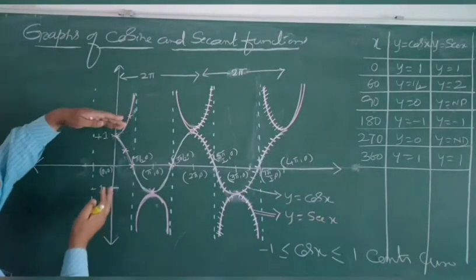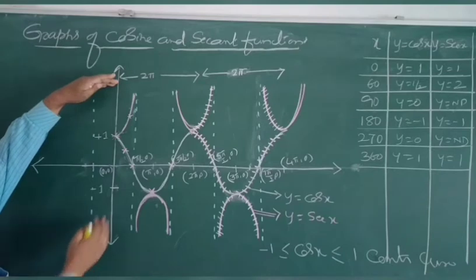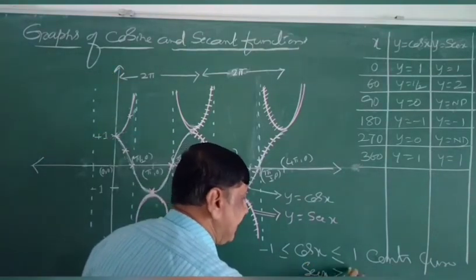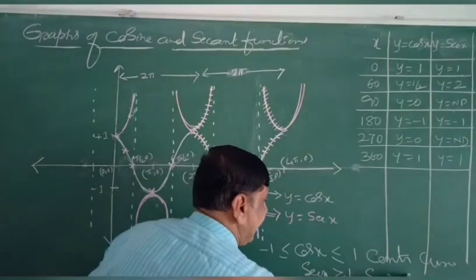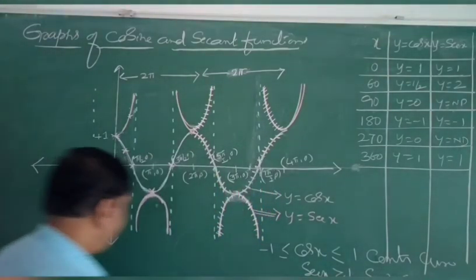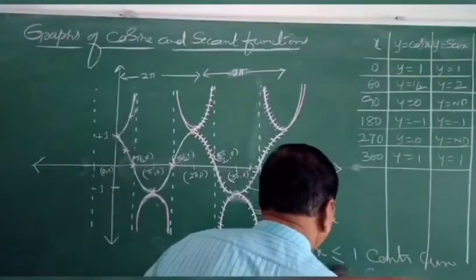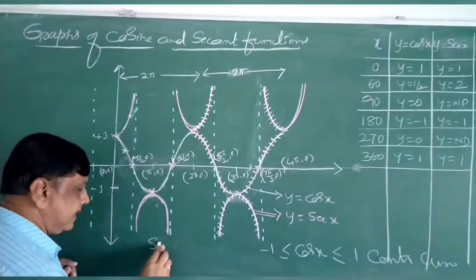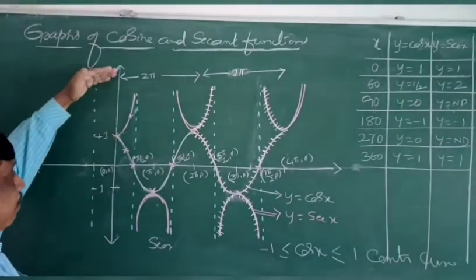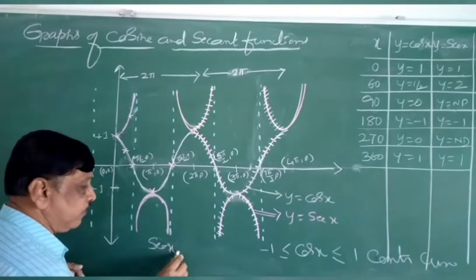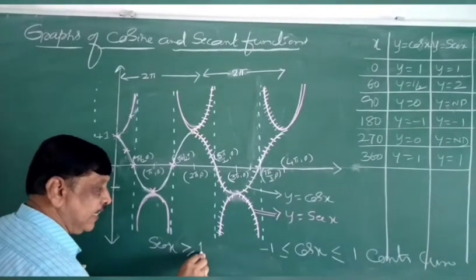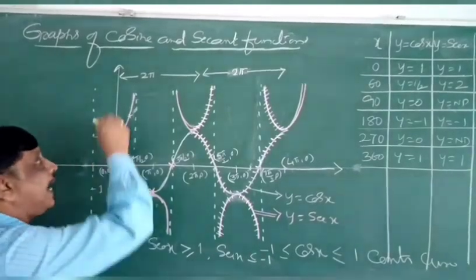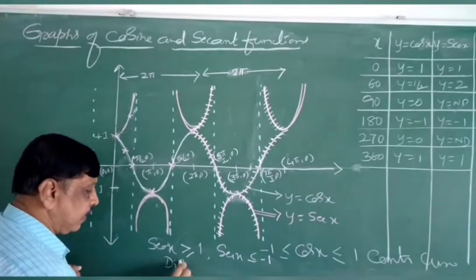Whereas the secant function lies beyond 1 and -1. Therefore, secant x is greater than or equal to 1 and secant x is less than or equal to -1. And this is a discontinuous curve.